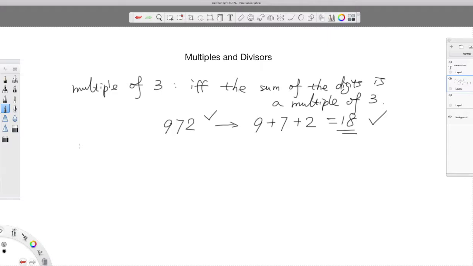The property of this is actually very similar to that of multiples of 9. And we're going to prove that instead of multiple of 3 because the proof is exactly the same. For a multiple of 9, a number is a multiple of 9 if and only if the sum of the digits, exactly the same words, is a multiple of 9.